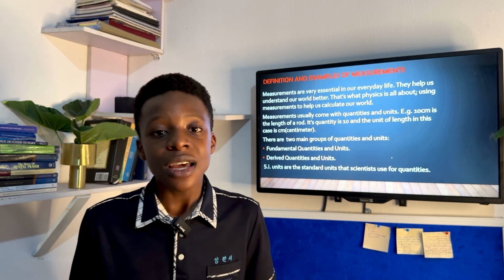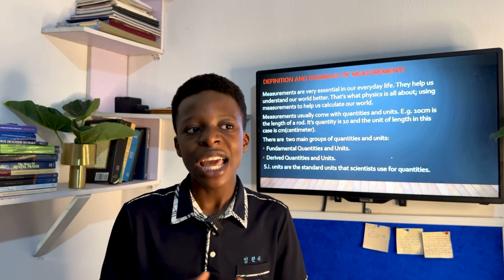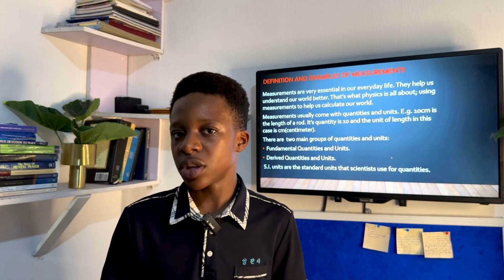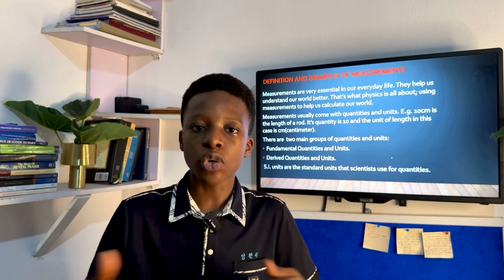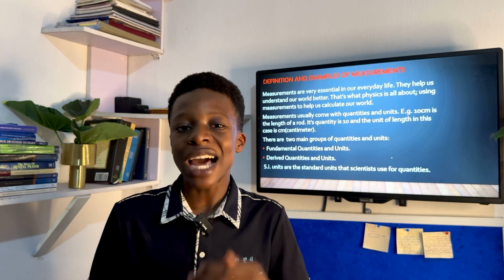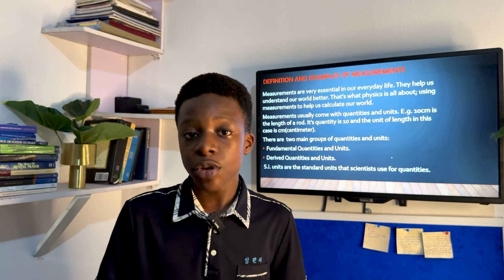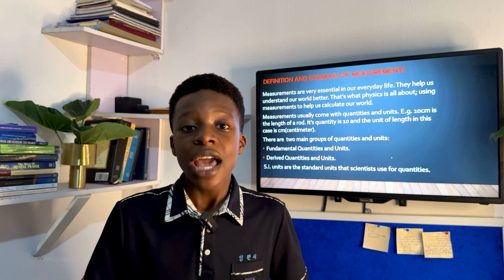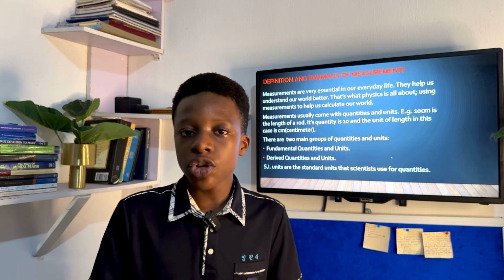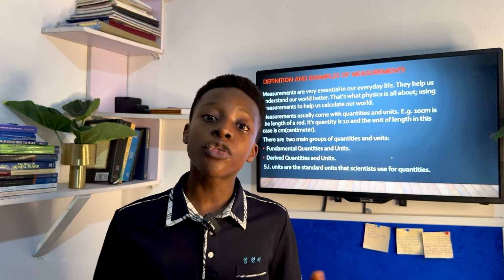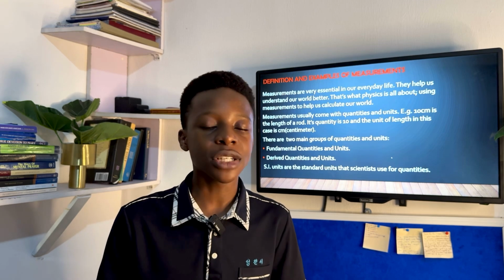Now, physics and measurement work hand in hand. When we measure things, measurement comes in quantities and units. It means that if you say that the length of a rod is 10 centimeters, it has a quantity and it has a unit. The quantity in this case is 10, and the unit is centimeters. Physics usually uses standard units called SI units. This is the standard unit agreed by physicists all over the world that they use to measure objects around us.